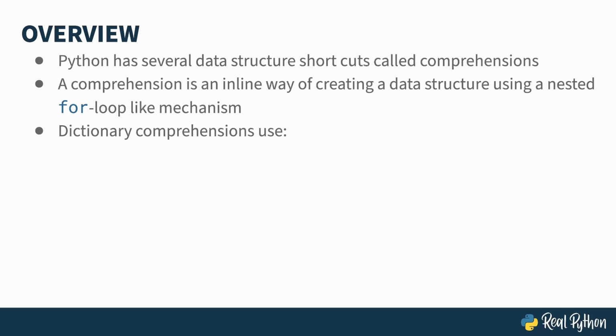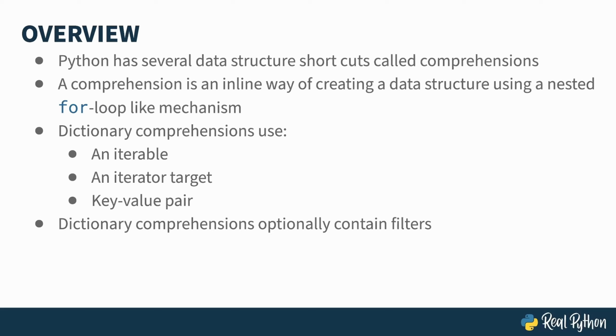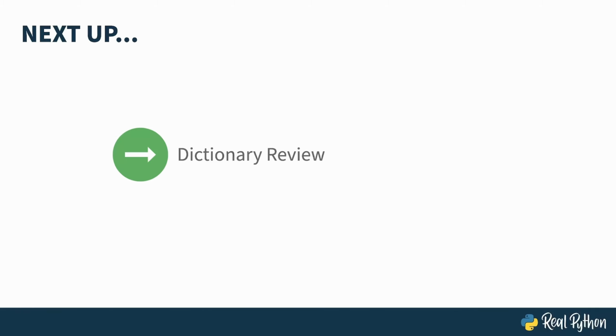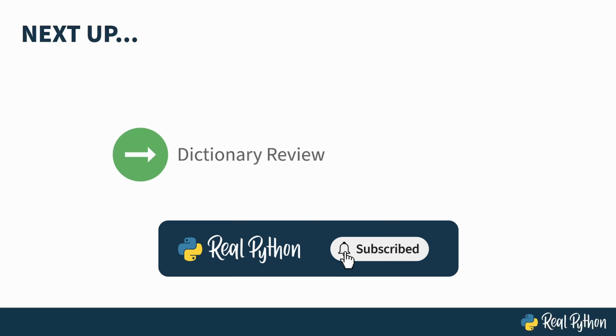To build a dictionary comprehension, you use an iterable, that's a thing you loop over, a target, that's the variable that you're populating from the things inside the iterable, and then a key-value pair construct that is what gets inserted into the dictionary. Additionally, dictionary comprehensions can also include an optional filter so that not everything you're iterating over gets included. Okay, let's get started. In the next lesson, I'll kick things off with a quick review of dictionaries.